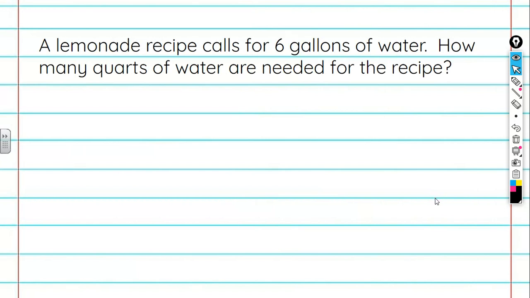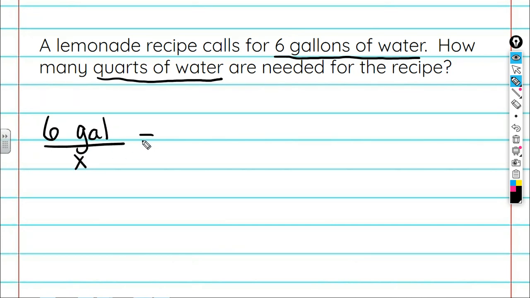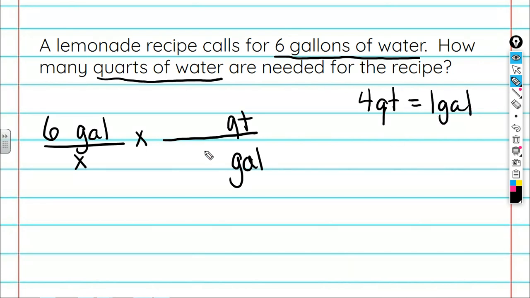And our last one, a lemonade recipe calls for 6 gallons of water. It's important. How many quarts of water are needed for the recipe? So if we have 6 gallons and we're trying to convert it to quarts, we need to set it up, and we need to put gallons on the bottom, and QT stands for quarts. If you look it up online, or you could know this, 4 quarts is equal to 1 gallon. So 1 gallon goes in the bottom, 4 quarts on the top.